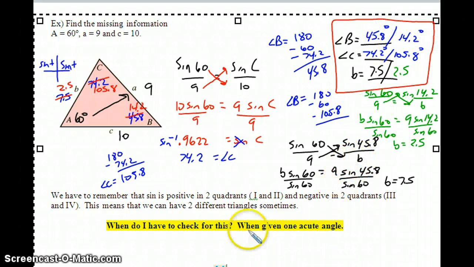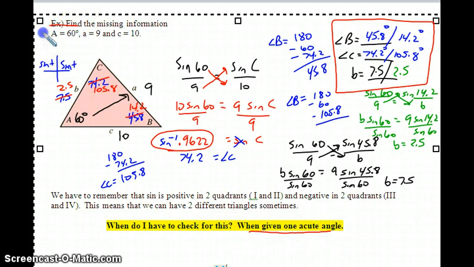And the question that will always occur when I'm doing this is, when do I have to look for this possibility of two different triangles? In other words, when did I have to recognize that this sine occurs also in the second quadrant? I have to do that whenever I'm given one acute angle. Okay, and that's what that says down here. When I'm given one acute angle, I have to go back and check for that possibility of two different triangles.